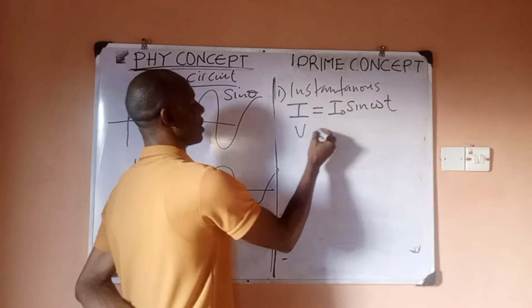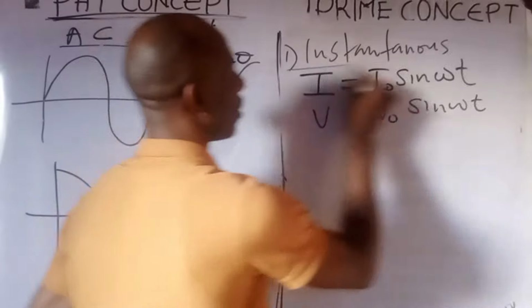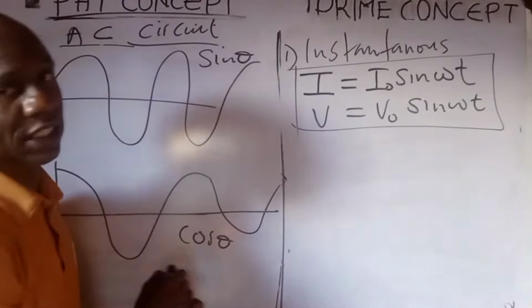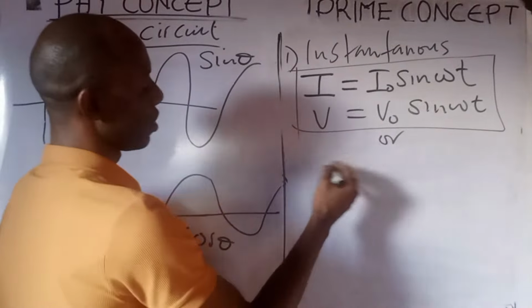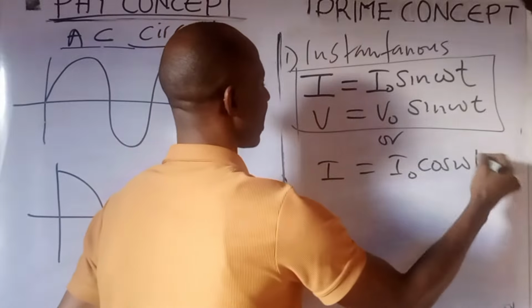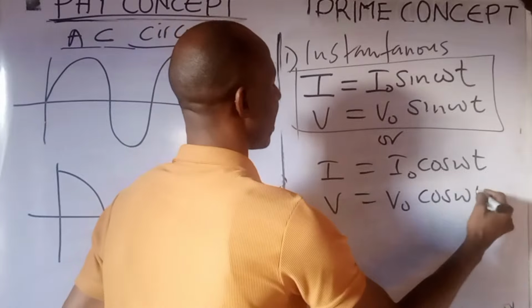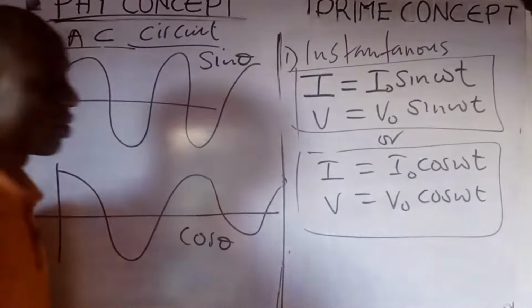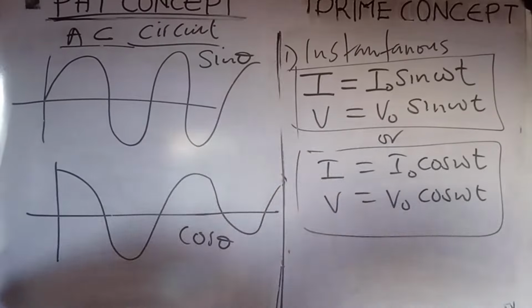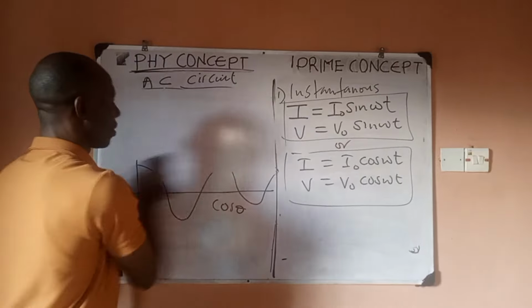And then for voltage, V equals V naught sine omega t. If they don't use sine, they can use cosine. So you can have I equals I naught cos omega t, and V equals V naught cos omega t. So any of these two sets of equations is correct for instantaneous values of voltage and current.